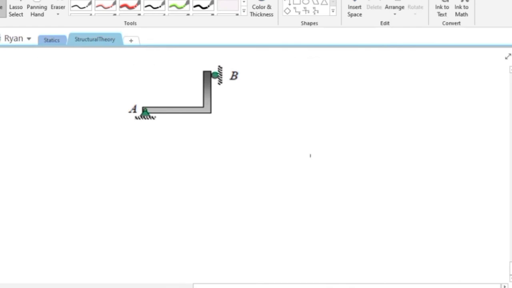Okay, so for this, kung titingnan natin, we have two reactions. Isa dito and isa dito, and here we have one reaction. So for this, check muna natin yung ating determinacy. If we are going to check for the determinacy, your n is equal to 1 and the reaction is equal to 3, so we can say that 3 is just equal to 3 times 1 because 3 is equal to 3. So this is statically determinate.